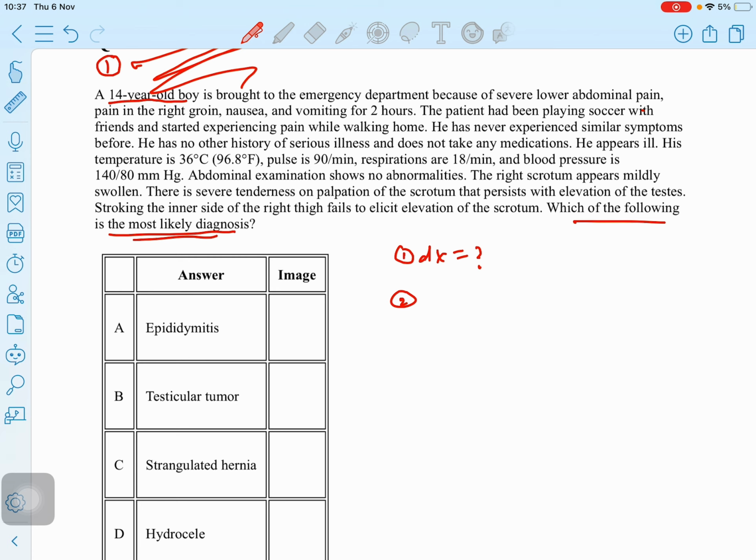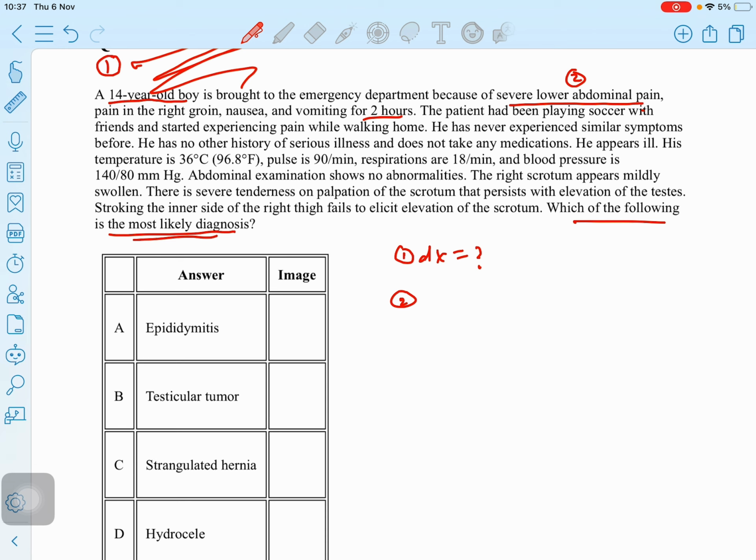What is the complaint of the 14-year-old boy? Severe abdominal pain. Okay. Pain in the right groin region, nausea and vomiting for 2 hours. The patient had been playing soccer with friends and started to experience pain while walking home. So it's sudden. For example, at first it was normal, but after playing soccer, he suddenly experienced the pain at the right groin region, and with the pain, the child also has nausea and vomiting.